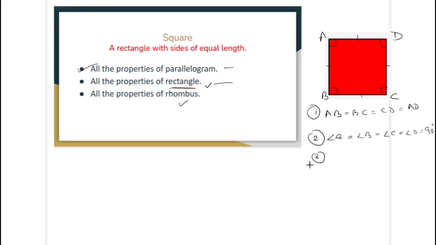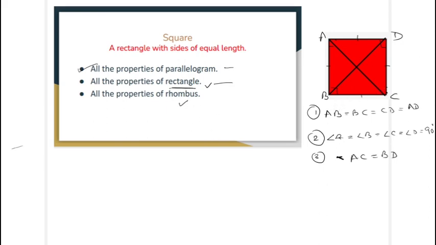Now come to the third property of a parallelogram, that diagonals bisect each other, and in a rectangle also diagonals bisect each other, and diagonals are equal, and here in a square also diagonals bisect each other and they are equal as well. So here we will write AC equals BD, and they will bisect each other. Okay, all the properties of a rhombus.